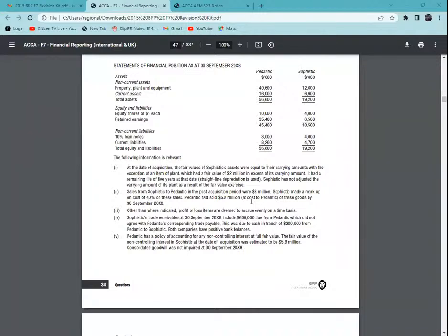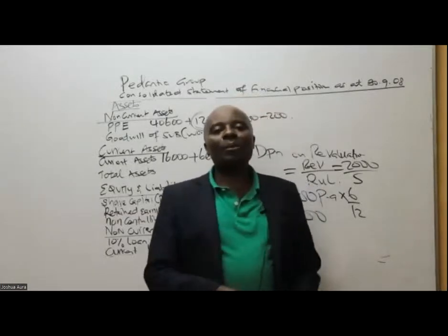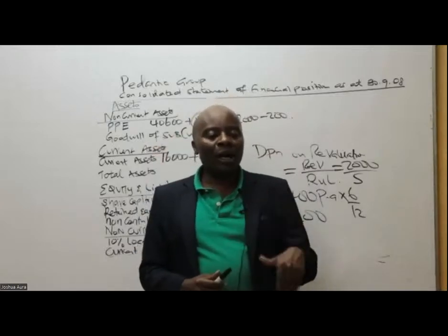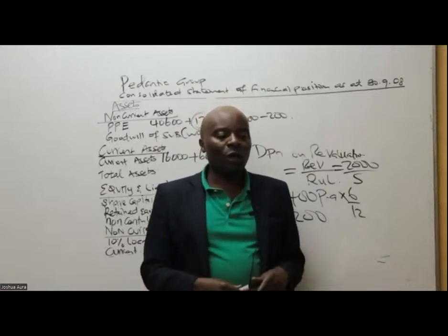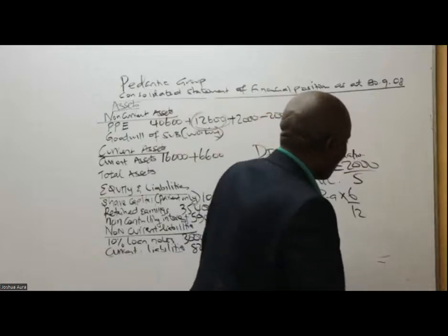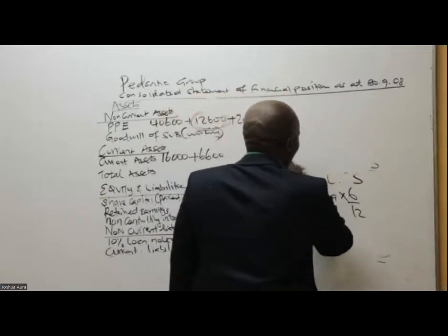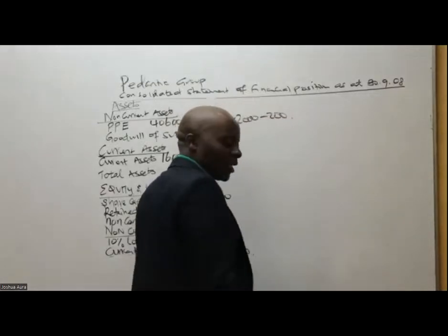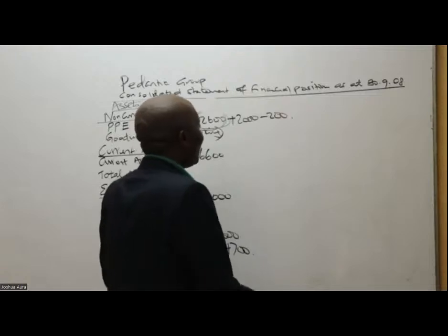But I'm now interested in the statement that follows. We are told Sophistic made a markup on cost of 40%. In a group consolidation, when I see the word markup, I should know that markup is an enemy of progress. Markup is an enemy of progress. Whenever I see markup, I can see some low-hanging fruit. This examiner will be able to give me some marks there.